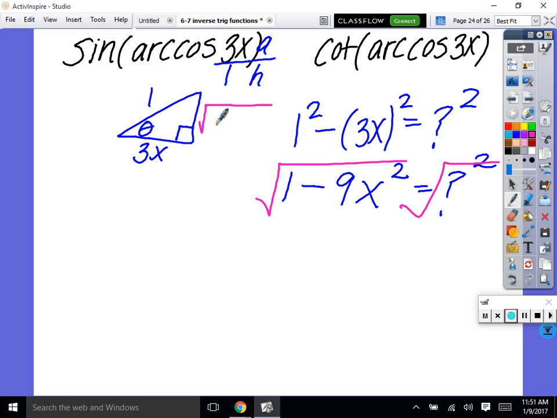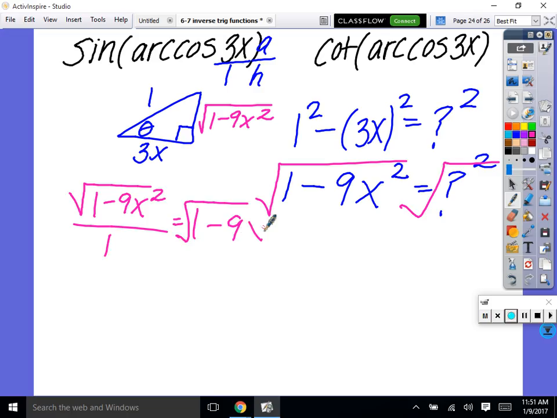The square root of 1 minus 9x squared is our final answer. That's as far as we can get. We have an unknown. Everybody understand? So now we're literally just answering what sine is. Sine is opposite over hypotenuse. So the square root of 1 minus 9x squared over 1, which is just the square root of 1 minus 9x squared. That would be our sine.